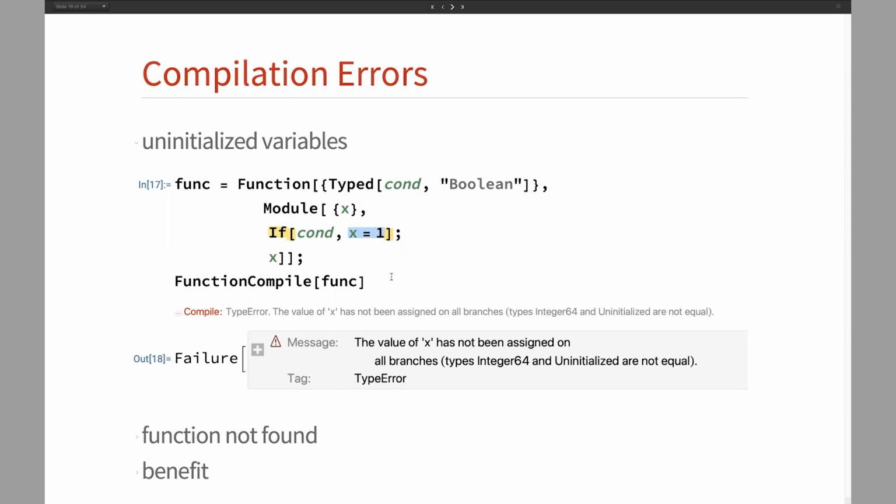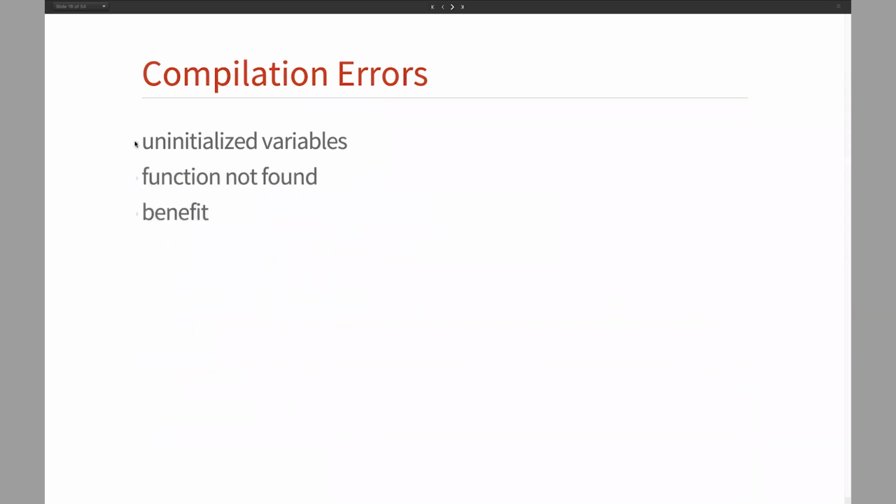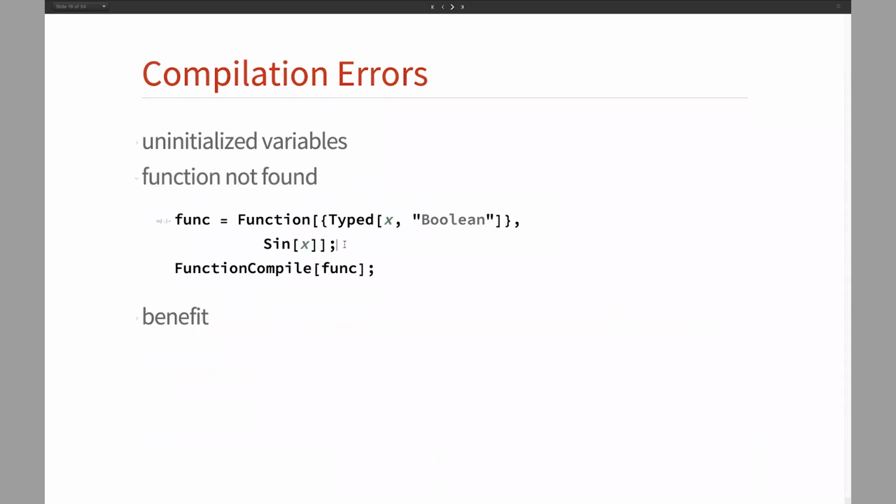So it's telling me this. And we've been working on, in a future version, nicer ways to actually show where in the function the error came. So that's uninitialized variables. Here's our famous sign of a Boolean. So the compiler doesn't know what sign of a Boolean is. You could add one if you wanted, but it doesn't know. And so you get an error about that.